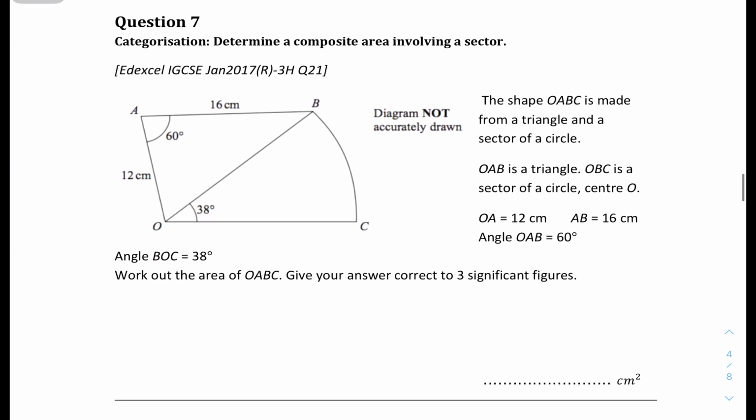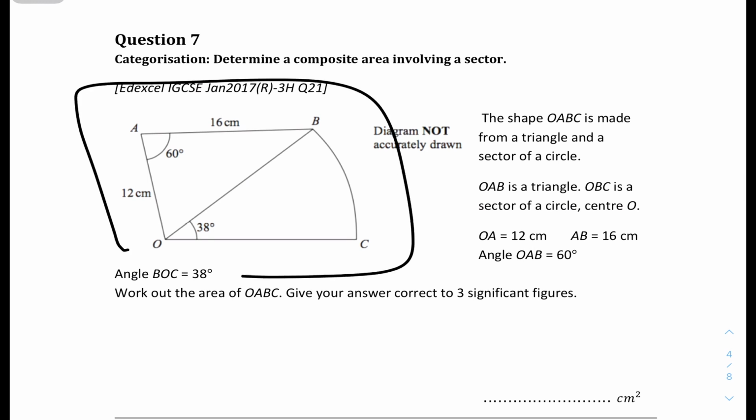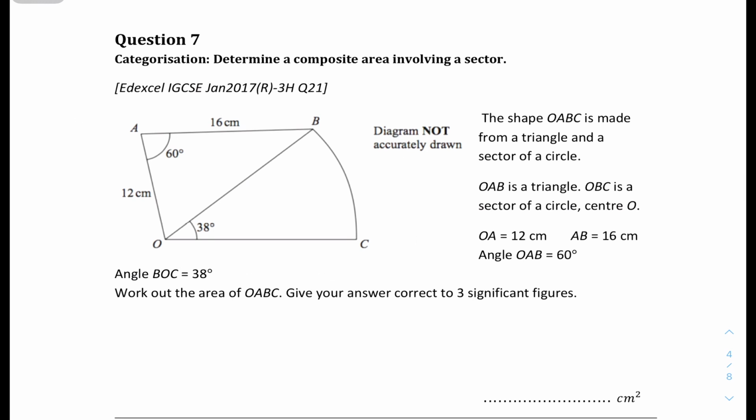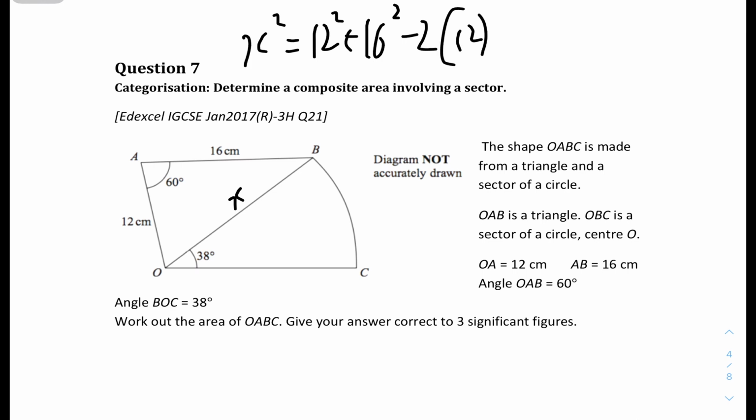And question 7, we have this angle BOC equals 38, and so on. Work out the area of OABC, the whole thing, giving your answer to 3 significant figures. So what we can do is find this length right here, which will use the cosine rule. Let me just put it up here. X squared equals 12 squared plus 16 squared minus 2 times 12 times 16 times cos 60.